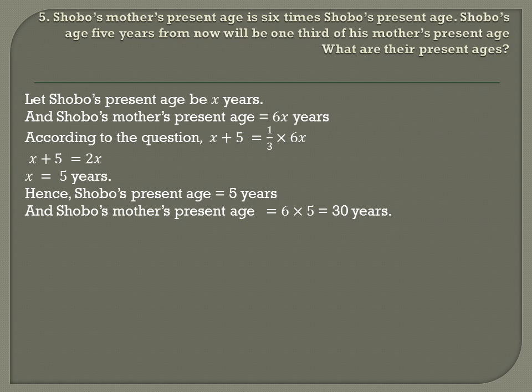5 years from now, what will be Shobo's age? X plus 5. From 5 years from now, Shobo's age, that is x plus 5, is equal to 1/3 of his mother's present age, 1/3 of 6x. That is, our equation is x plus 5 is equal to 6x by 3, which implies x plus 5 is equal to 2x, which implies x is equal to 5. Therefore, Shobo's present age is equal to 5 years. Therefore, Shobo's mother's present age is equal to 6 into 5, which is equal to 30 years.